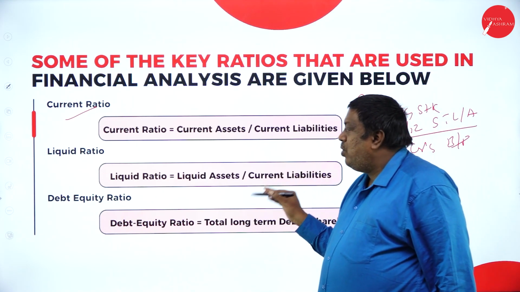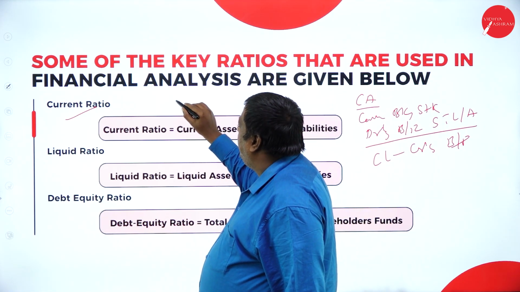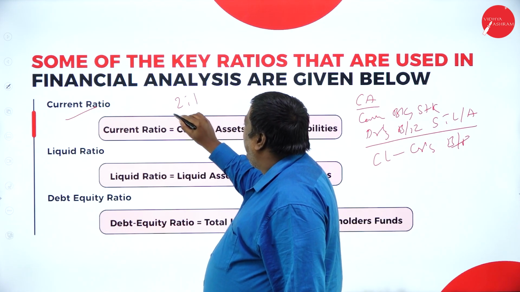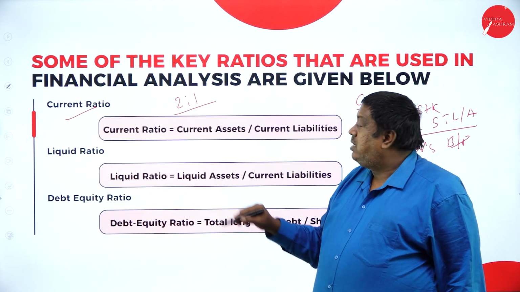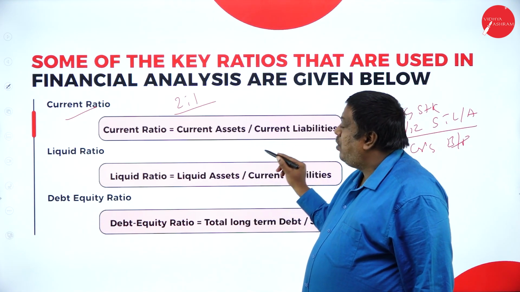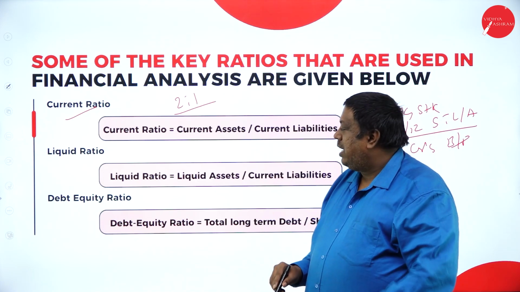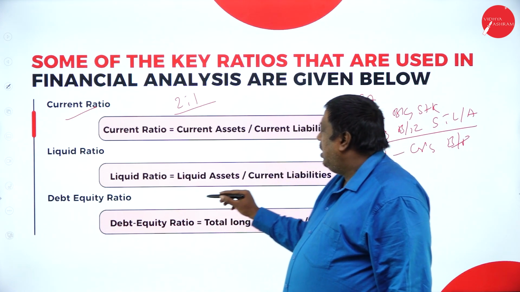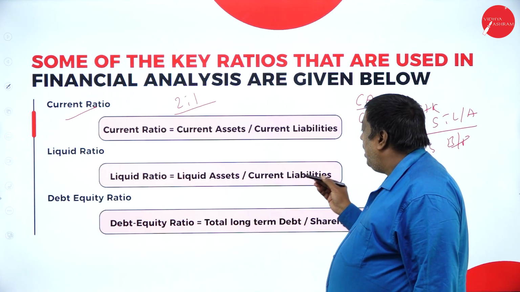Based on this ratio, we can find out where and how the cash is moving within the organization. The ideal ratio for the company is 2:1. If the current assets are 2 rupees and current liabilities are 1 rupee, then better decisions are taken by the organization. For the liquid ratio, we have to consider only the liquid assets and the liquid liabilities or current liabilities.